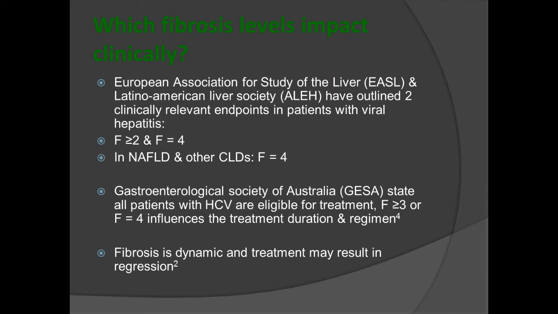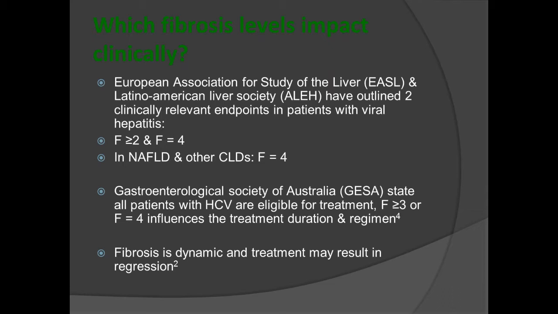So what levels do we care about? Well, there's a number of different platforms or standards that have been set. Certainly, most of the European and Latin American countries worry about patients who have got viral hepatitis as having a fibrosis score of greater than 2 or cirrhosis. If patients have non-alcoholic fatty liver disease or other chronic liver diseases like primary sclerosing cholangitis, we worry about when they've progressed to cirrhosis.